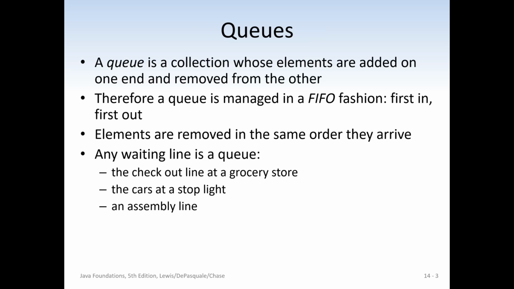All right, so very similar to stacks and lists, a queue is a collection whose elements are added in one end and removed from the other. So in a stack, we add from one end and we remove from the same end. So it's a LIFO, right? Last in, first out. A queue is what we call FIFO, first in, first out. So we add things to the back of it. It's like a line at McDonald's or wherever. We add things to the back of it and we pull things off the front of it.